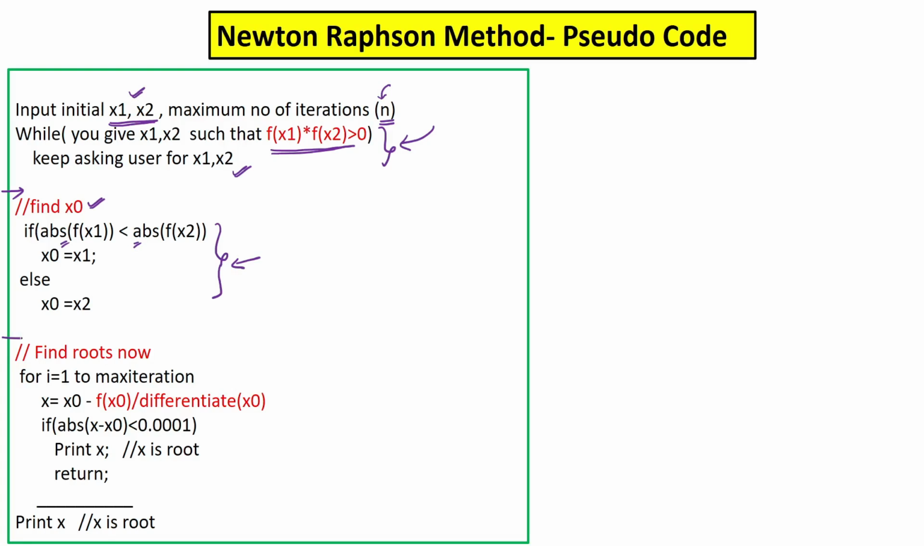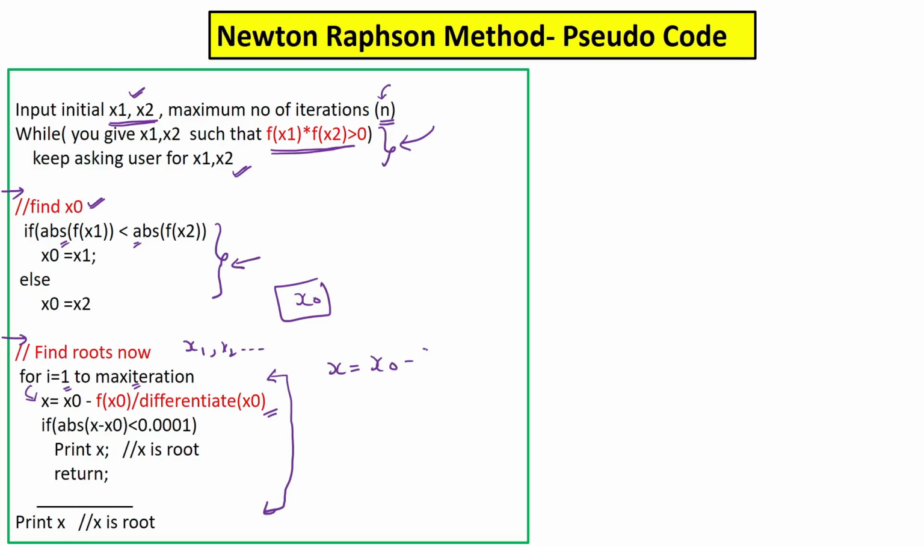And after that we have to find the roots, that is, we will find x1 and x2 and so on. How many times do we have to do this? We have to do this till the maximum number of iterations. So what we can do is apply a loop, and we will first find the value of x. This x will be found using this formula. We have the value of x0, and we will find x.